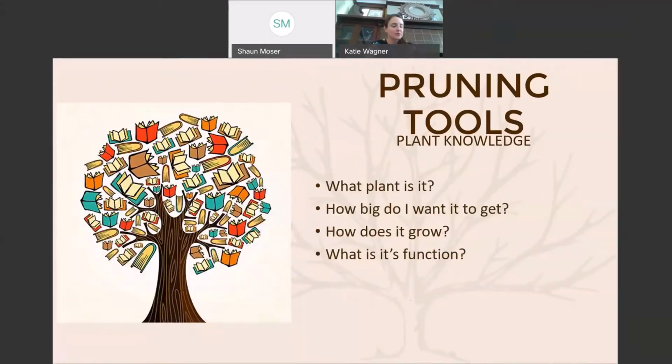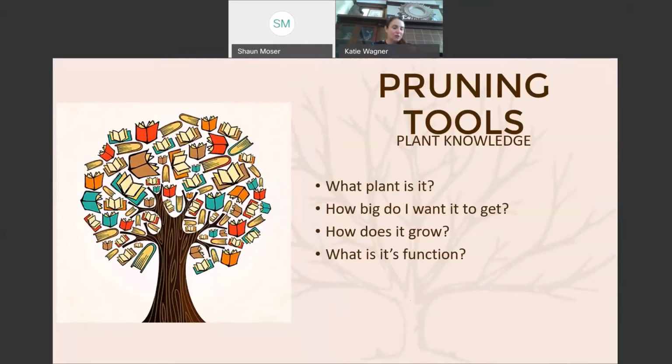Okay, so when we think about how we're going to properly prune your fruit trees, we have to identify what the plant is and what your desired goal is for that plant. Is this going to be a landscape specimen tree, or are you maximizing fruit production? Very important consideration to think about: how does it grow, and what is the function of the plant?